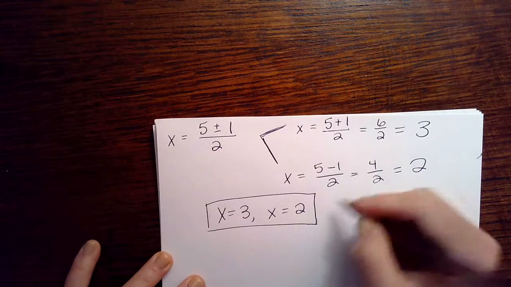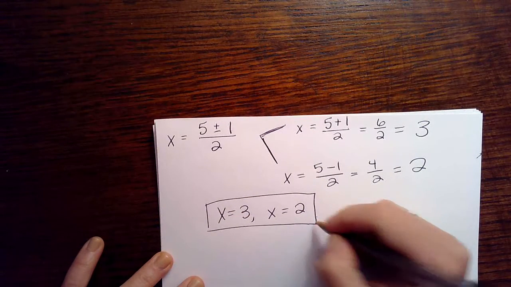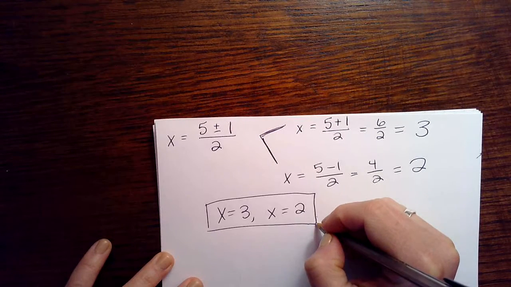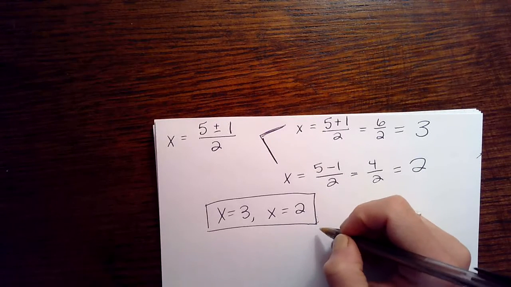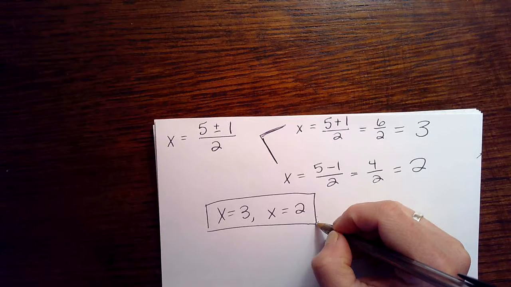Just like we've been doing, these are also known as the roots, the zeros. We can call these the solutions. This is the point where we will see this graph cross the x-axis. And so that's helpful as we graph, but it's also our solution to this.